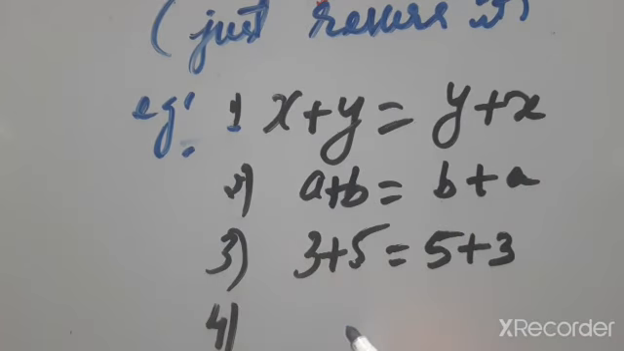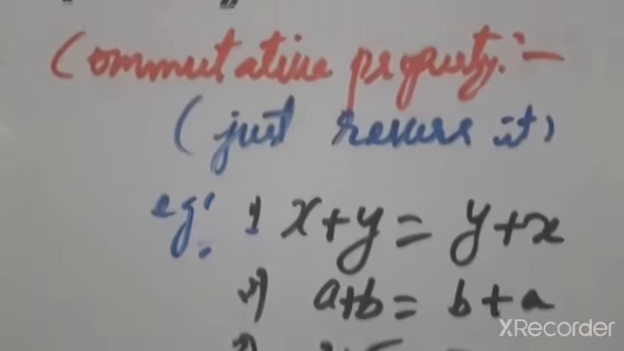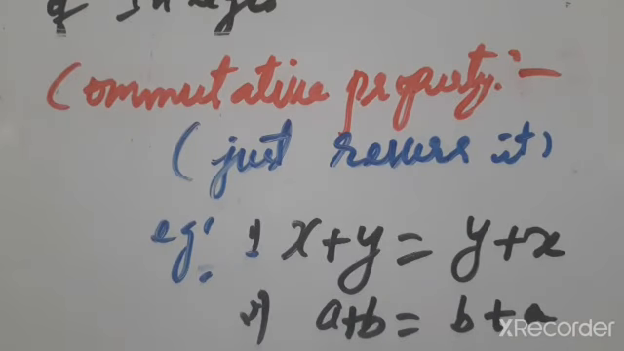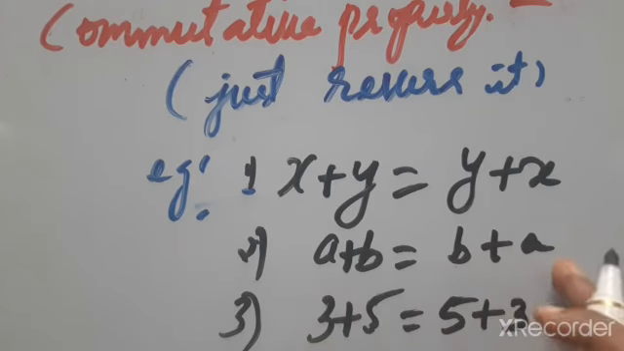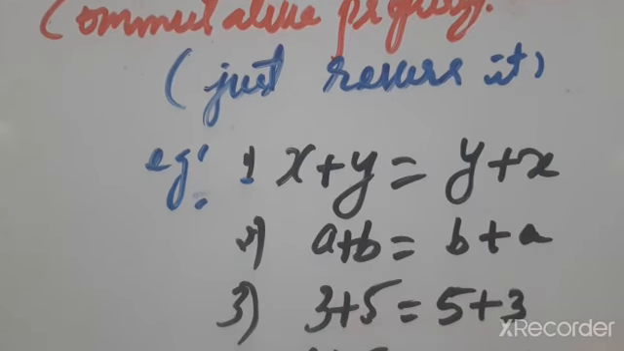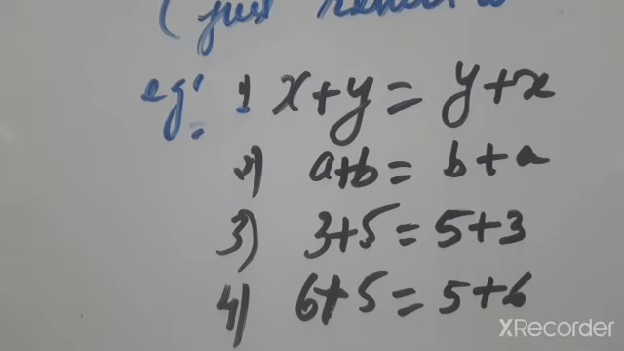Now one more example: 6 plus 5, commutative property under addition. Answer is 5 plus 6. So commutative property means just reversing the numbers or letters. x plus y will become y plus x. a plus b is given; what is the commutative property of a plus b? It equals b plus a. This we have to write. 3 plus 5, then 5 plus 3. Just reverse. 6 plus 5 will become 5 plus 6.